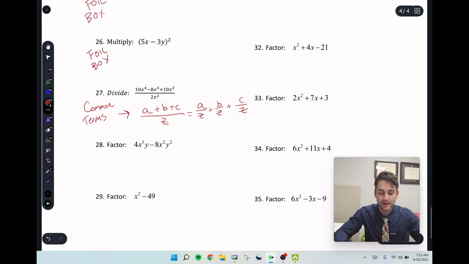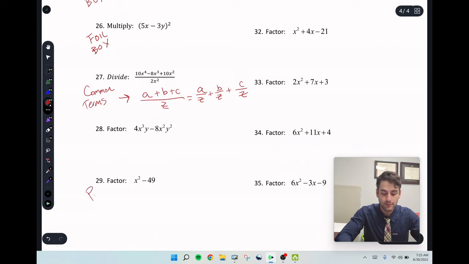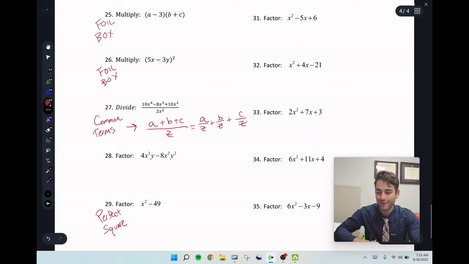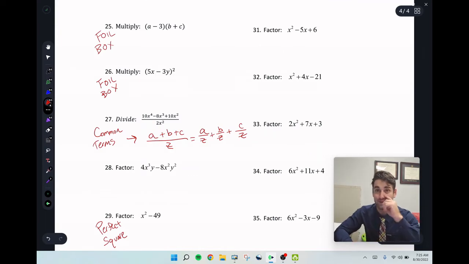Let's see. Factor, factor. You got that. Perfect square. Perfect square. I like that note for 29. Okay. So you got factor, factor. Oh, just a whole row of factoring. That's awesome. That's really good to practice.